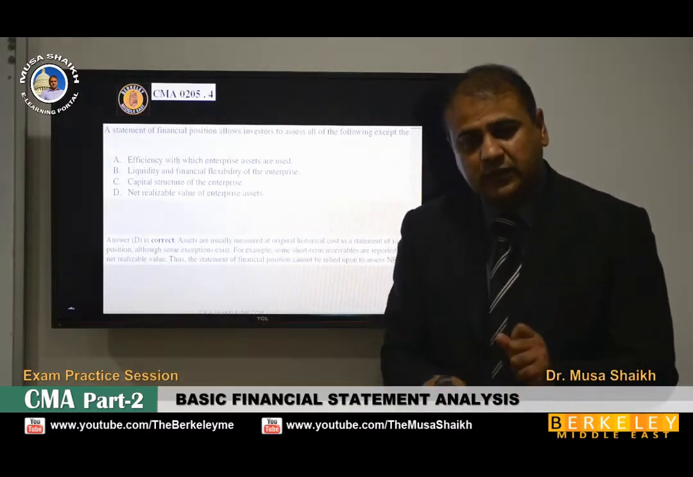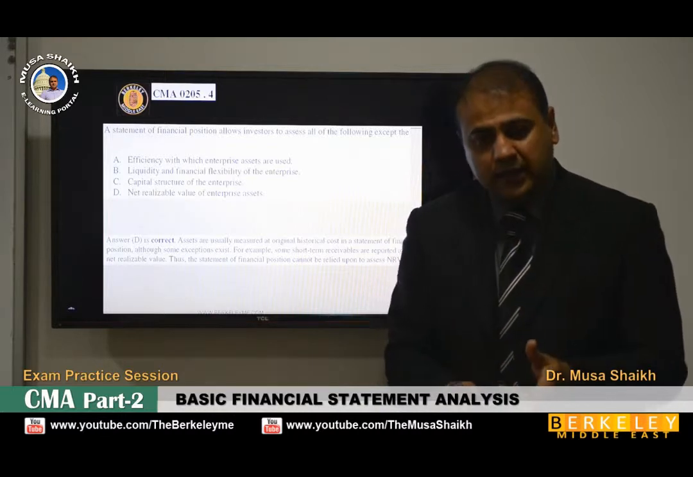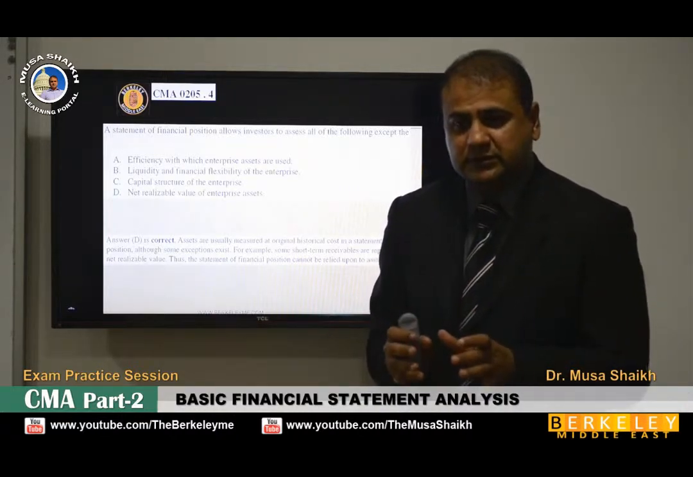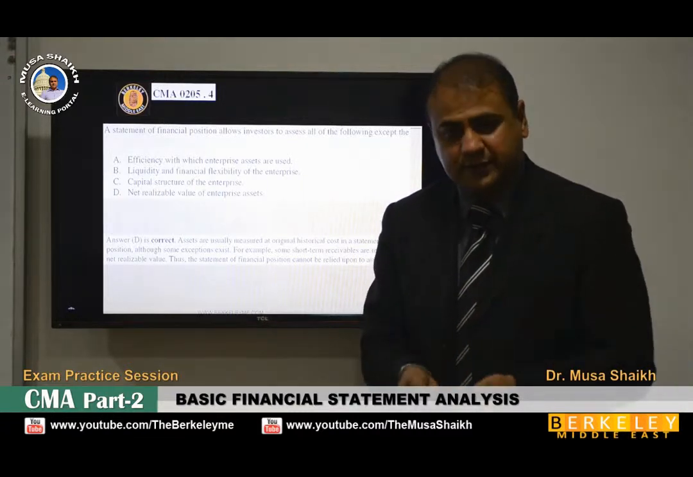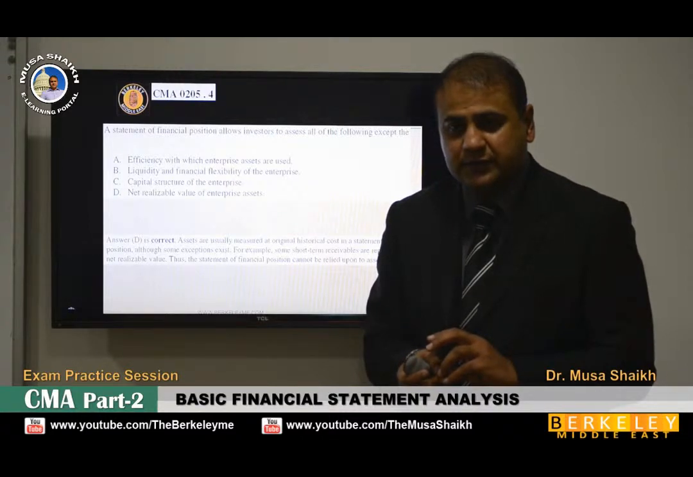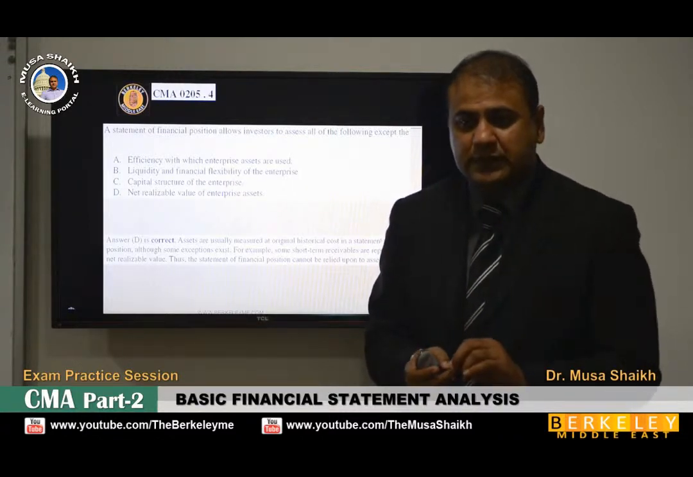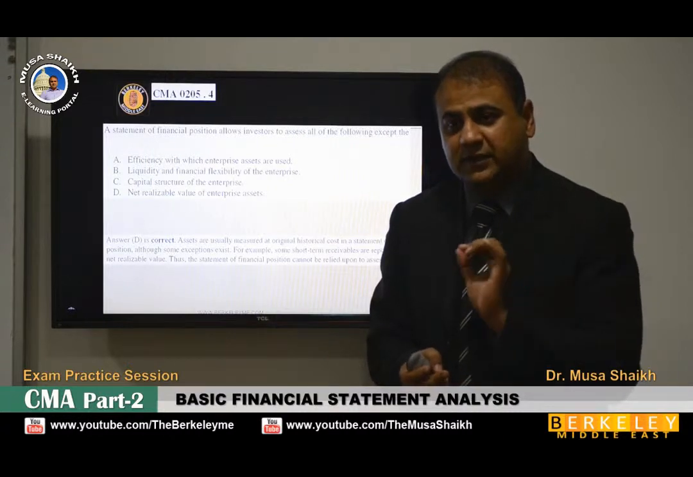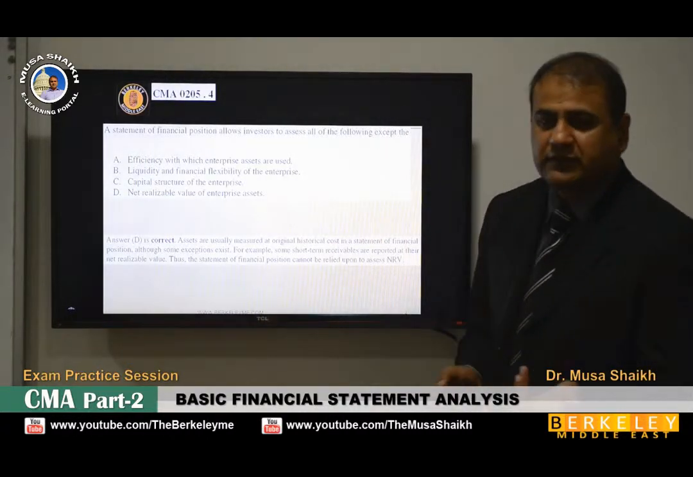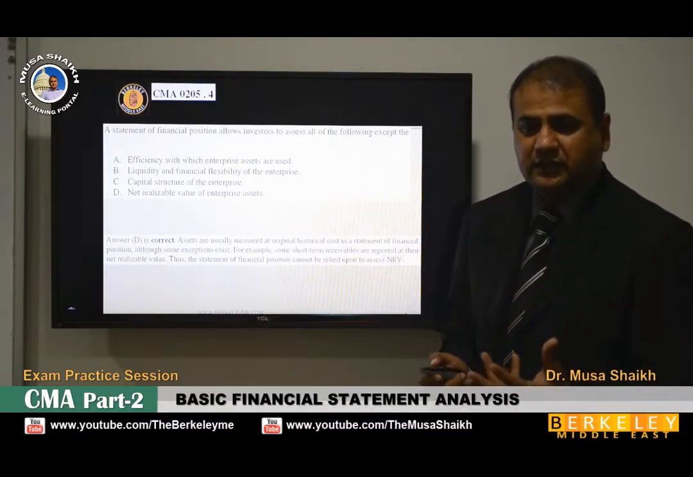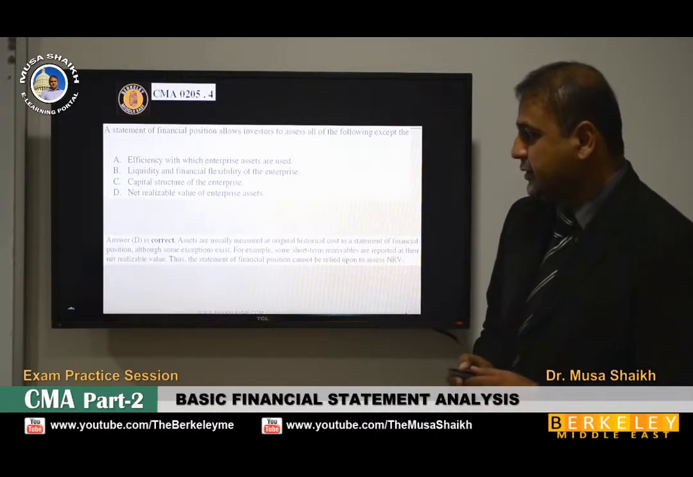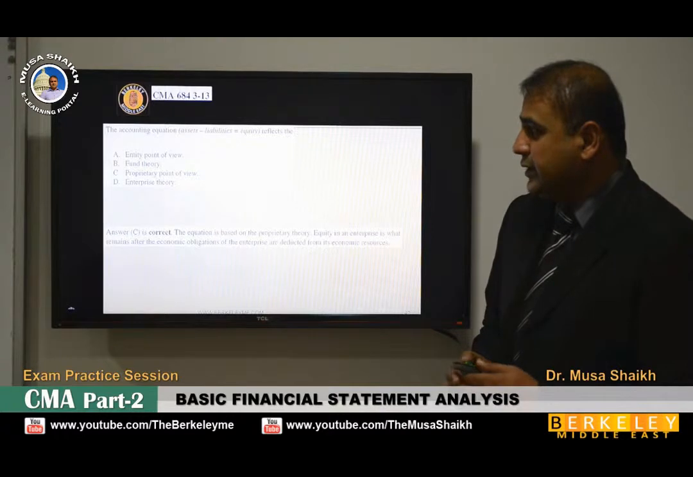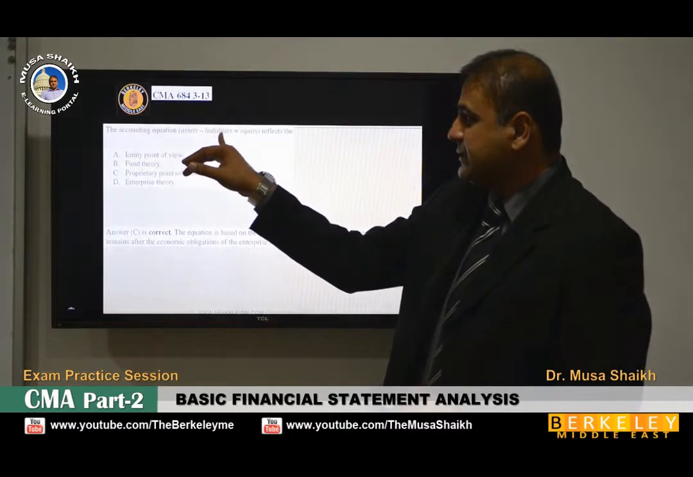But net realizable value of the entire enterprise's assets, we cannot see from a balance sheet. Because what is net realizable value? If I want to sell a car, this car is $100,000 and I have to spend some expenses to make it sellable, like $10,000, right? So 90,000 is my NRV, net realizable value, right? Which I cannot see from the balance sheet, because the balance sheet is generally for cost, not market value, not NRVs.